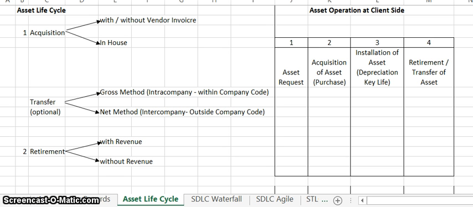So that completes this presentation for the asset lifecycle, as I have given you the two steps and the one optional step within the asset lifecycle and the four steps of the asset operation at the client side. I hope that you have got something meaningful out of this presentation.